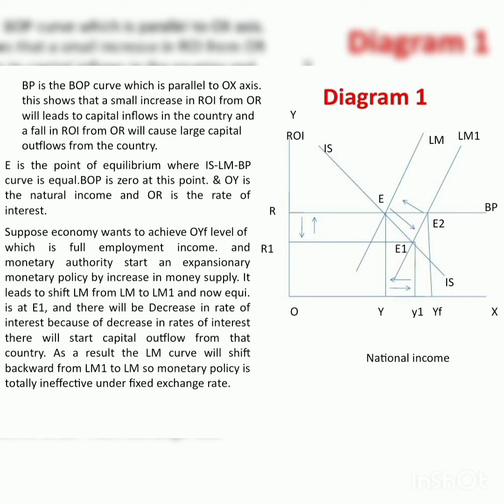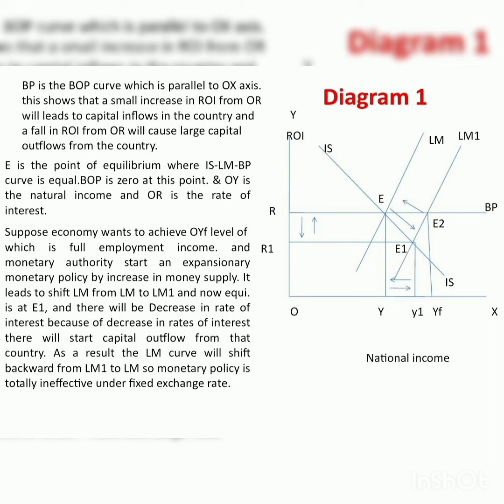As we know, the LM curve shows the money market equilibrium. Because of the expansionary monetary policy, a shift will take place from LM to LM1 because of the increase in the money supply, and the new equilibrium will take place at point E1 where the IS and LM1 curves are both in equilibrium. With the change in the money supply at E1, the rate of interest will now decrease from OR to OR1.